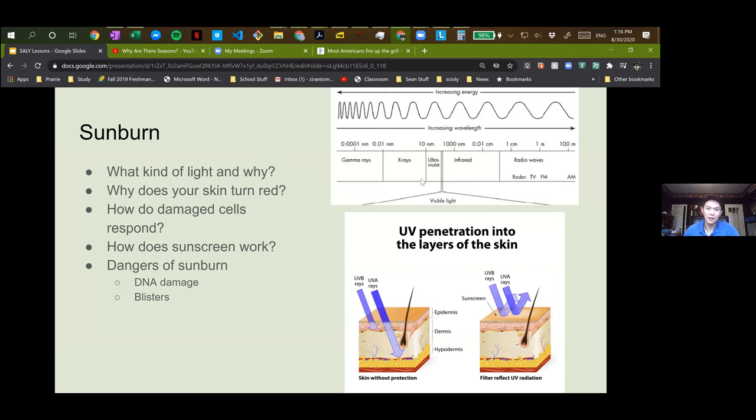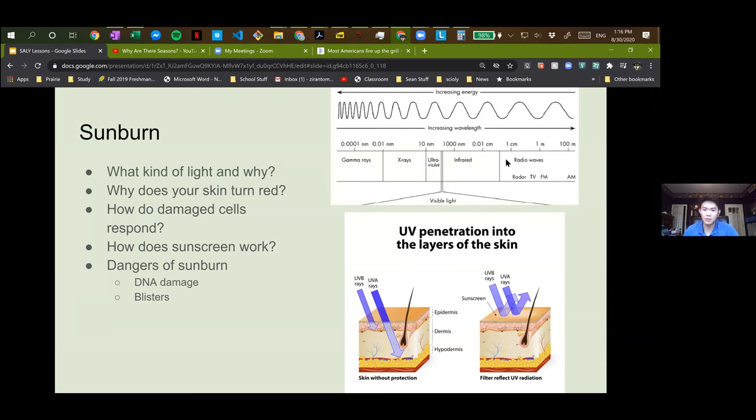But what kind of light and why? We talked about that as UV, ultraviolet light. And why doesn't regular light affect us, like the light that we see with our eyes? The reason is because there's something called the light spectrum, and that's the picture on the top right-hand corner. Over here, there's a light spectrum.